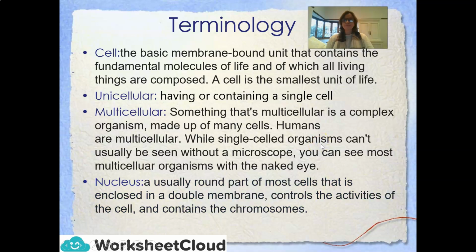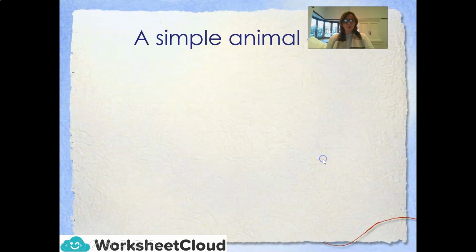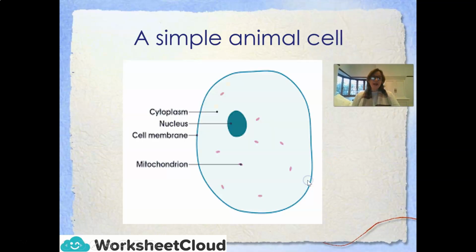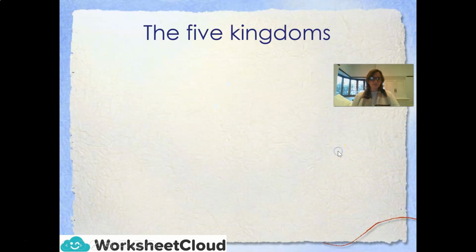When I speak about a nucleus, it's usually a round part of most cells that is enclosed in a double membrane. It controls the activities of the cells and contains all the chromosomes. So over here, I just have a picture of a simple animal cell for you. Okay, basic, simple. You will learn all of this in grade 8. Your cytoplasm, your nucleus, your cell membrane, and your mitochondrion.